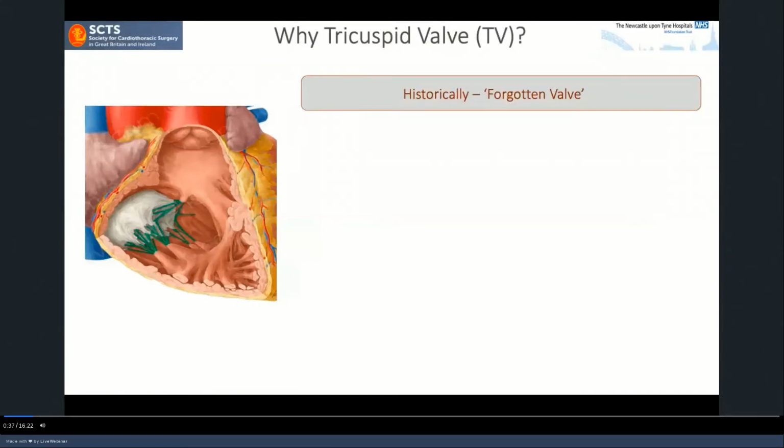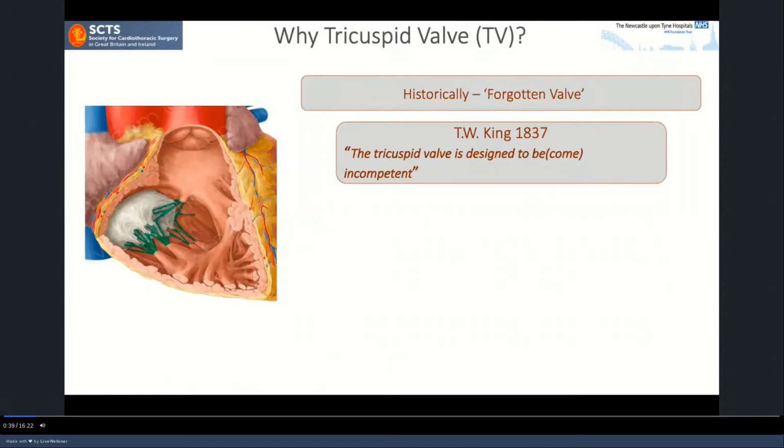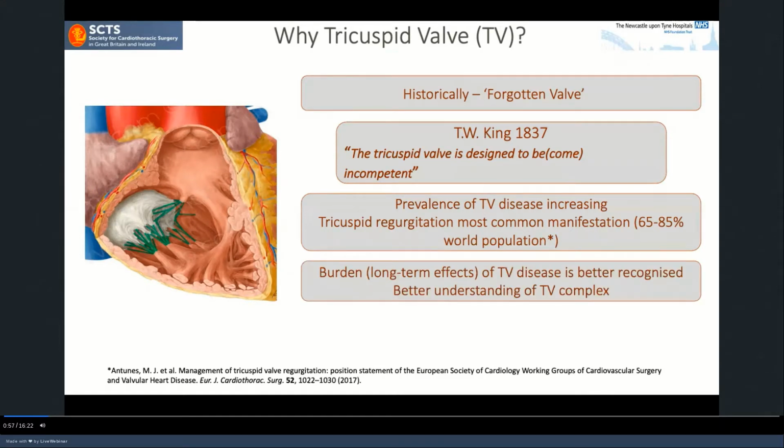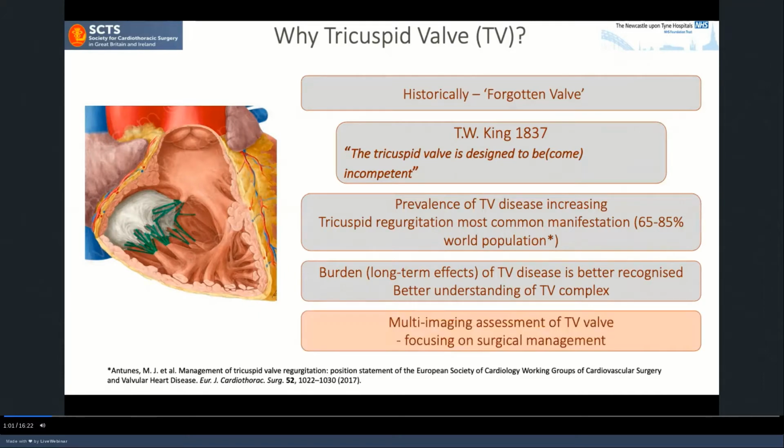So why the tricuspid valve? Historically, it has been considered a forgotten valve. Even T.W. King in 1837 said that it was meant to become incompetent. But we have now recognized that disease of the tricuspid valve is increasing, and tricuspid regurgitation is one of the most common manifestations. The burden or the long-term effects of tricuspid valve disease are better understood, and using multimodality assessment of the tricuspid valve, we can understand that better with a view to focus on surgical interventions.